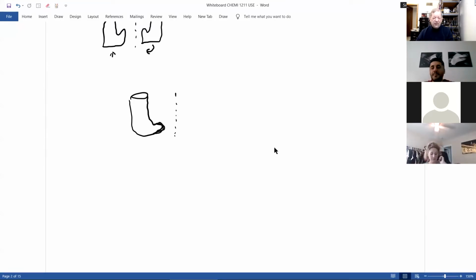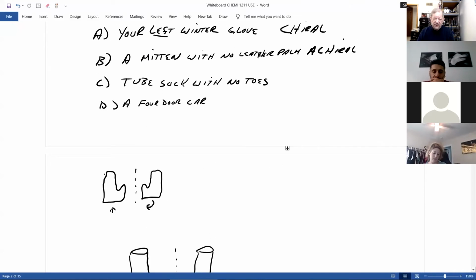And here you have the tube sock. Dr. White loves double-soled tube socks. I wear them all the time. And its mirror image would be this. And if you rotate this, you'll find it's superimposable on its mirror image. And therefore, it has a superimposable mirror image, and that would be achiral.